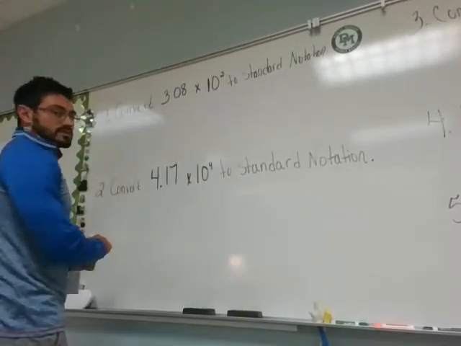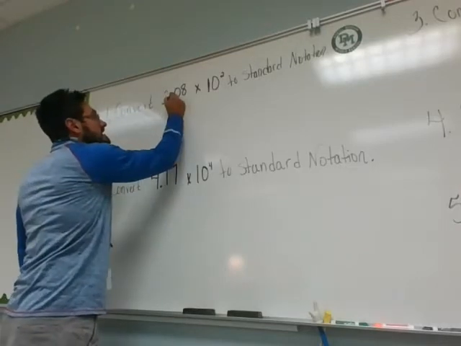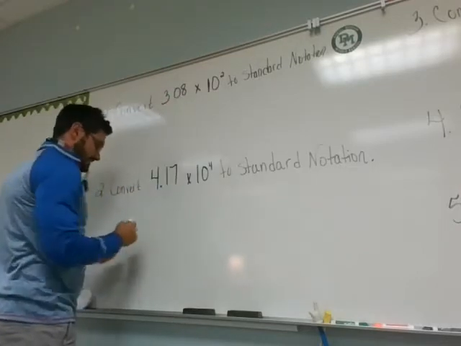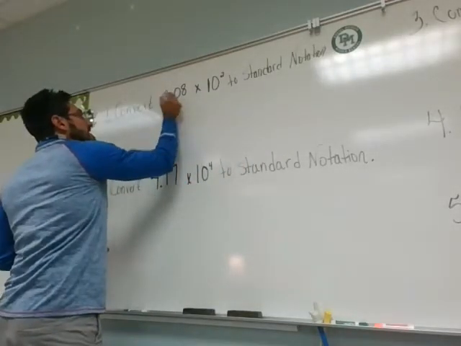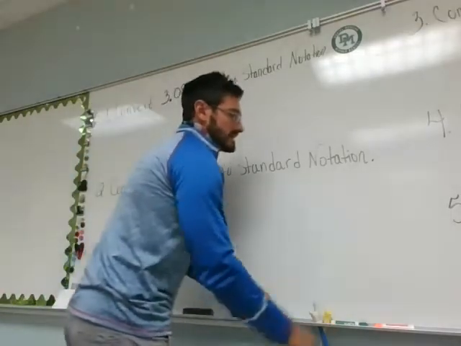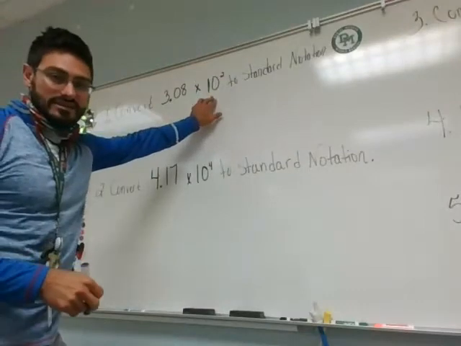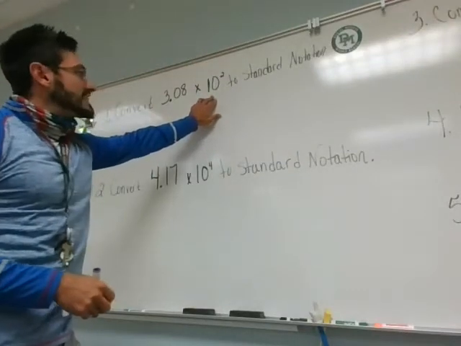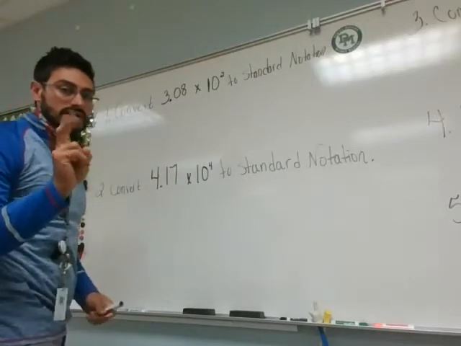All right, so the first question says, convert 3.08 times 10 to the second to standard notation. Sorry, I forgot to say that the number 3.08 times 10 to the second is not in standard notation, it's in scientific notation. We have to convert this to regular numbers.